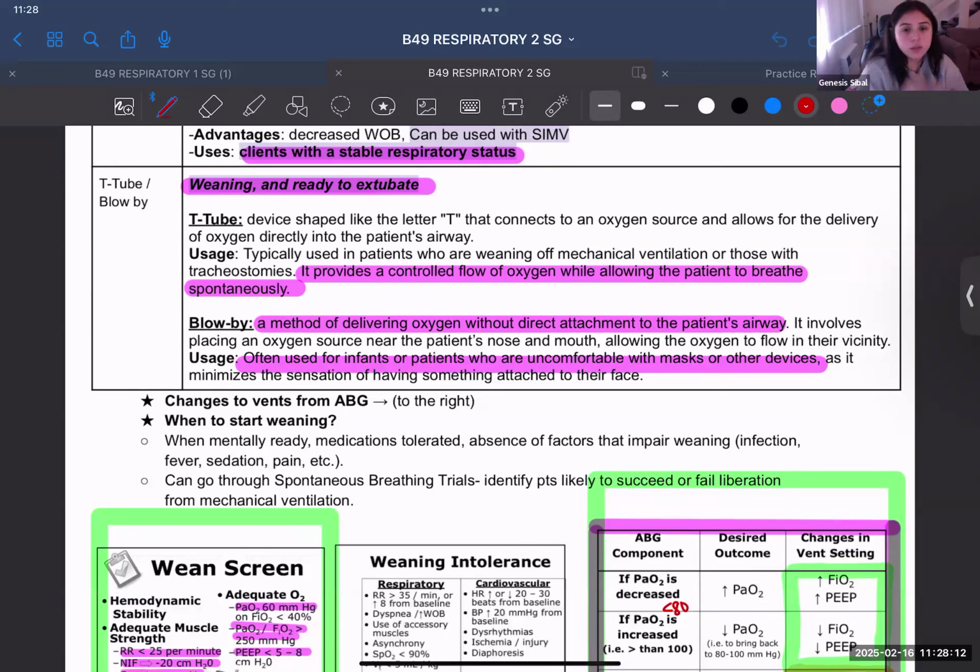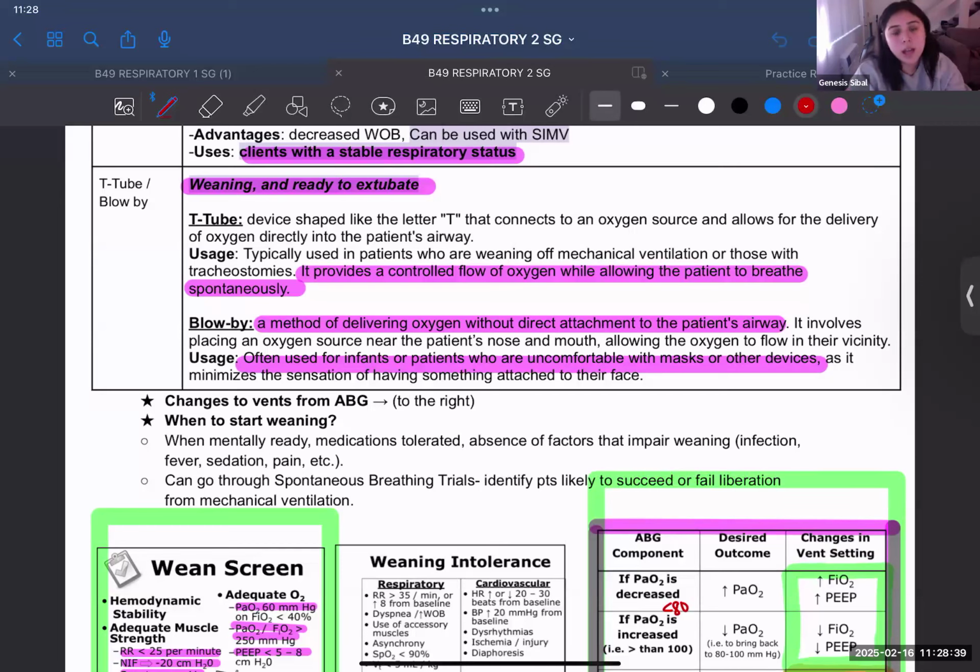You've seen the letter T, it's a device shaped like that. It just allows for more flow of oxygen to be controlled, so it's not going directly into the trach, like with the vent, if you don't have the T-tube or anything. If I'm using a T-tube, there's more, in essence, dead space, and the oxygen is still going through that. So it just allows it to be a little more controlled instead of going directly into that.